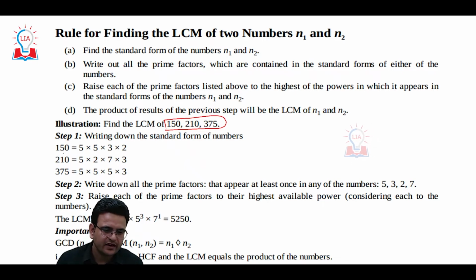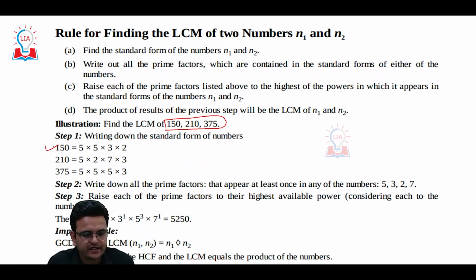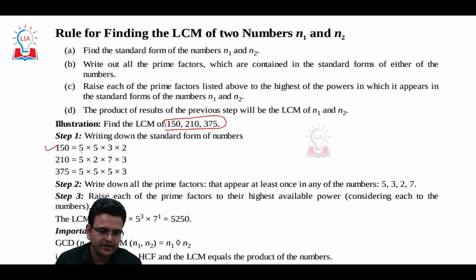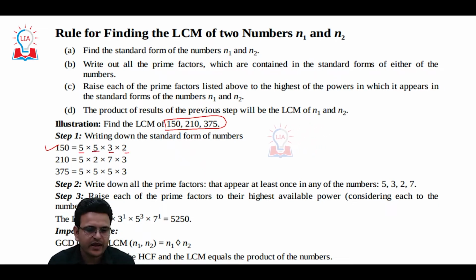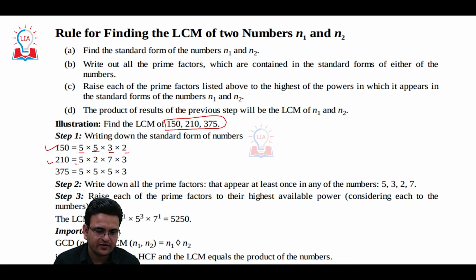Now you can see how we can find the LCM of 150, 210, 375. We have to take the factors of 150. Factors of 150 will be 5 into 5 into 3 into 2. In the same way, factors of 210 will be 5 into 2 into 7 into 3. Factors of 375 will be 5 into 5 into 5 into 3. So here we have 5 to the power 2, 3 to the power 1 and 2 to the power 1.